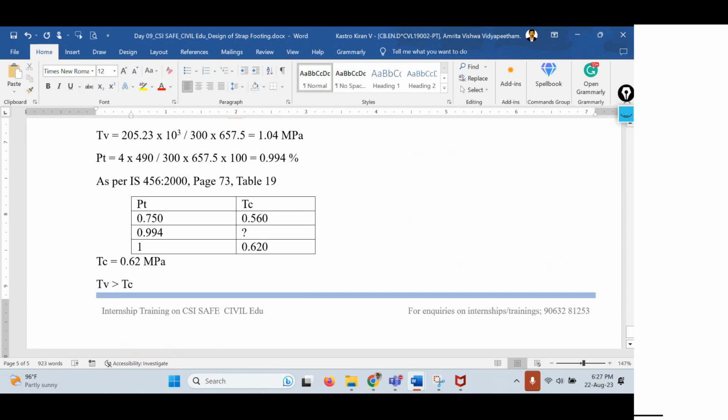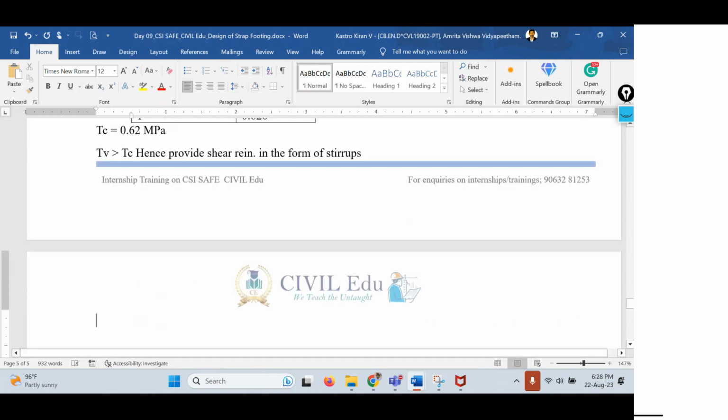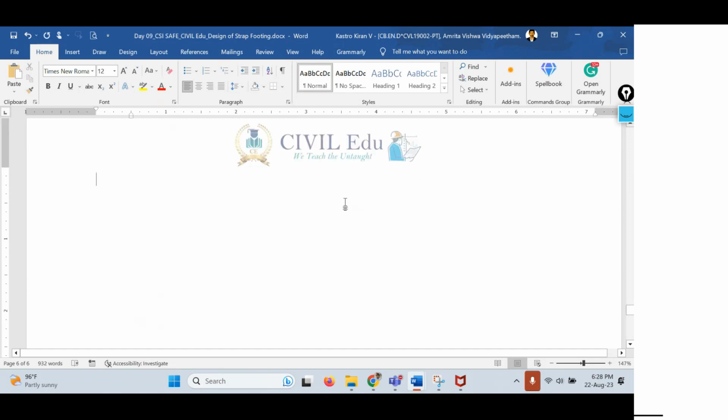So what we have to do, we need to provide shear reinforcement. Hence, provide shear reinforcement in the form of stirrups. That's how we have to design. So for this, it's again a different calculation that we haven't seen so far.